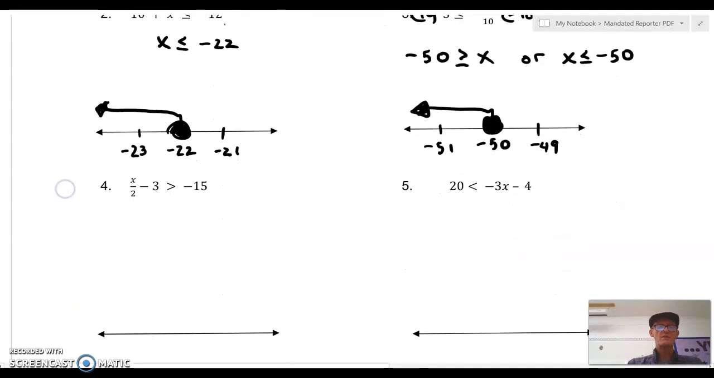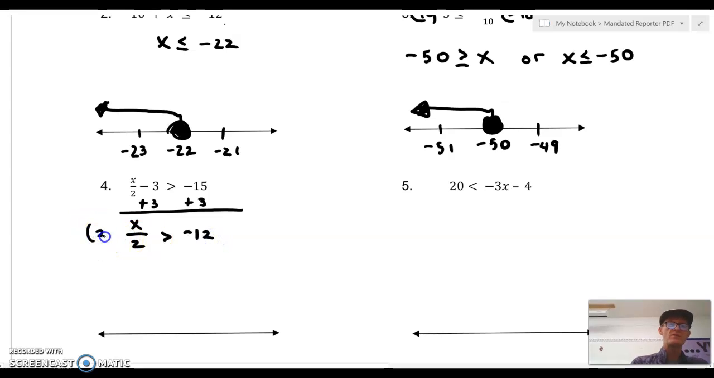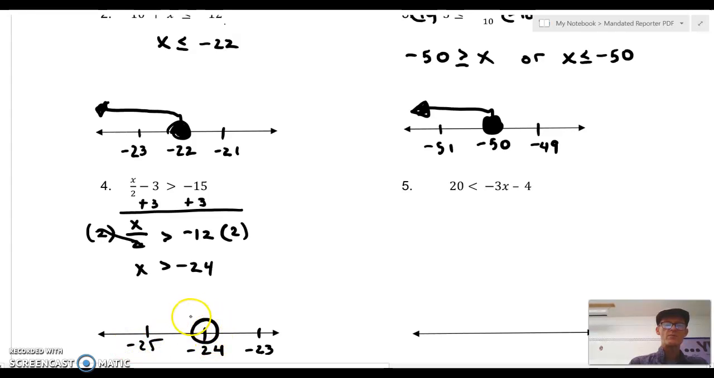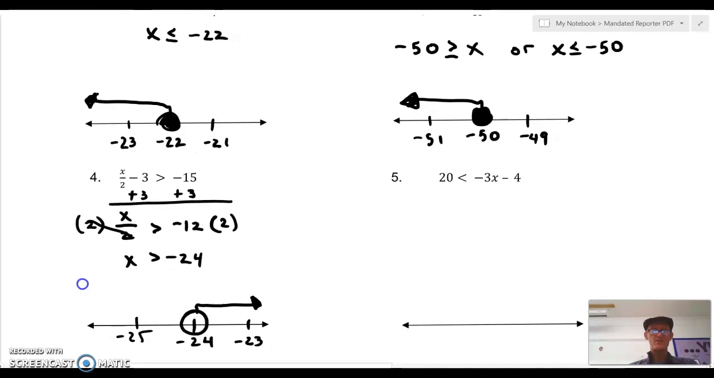All right, next problem says x divided by 2 minus 3 is greater than negative 15. I'm going to add the 3. And I get x divided by 2 is greater than negative 12. Multiply by 2. Now it's a positive 2, so I don't flip this. The 2's cancel, and I get x is greater than negative 24. So here's negative 24, here's negative 23, and here's negative 25. I'm going to circle it, leave it open, because x cannot equal negative 24, but it's all the numbers greater than that. Stop the video and finish the problem if you need to.